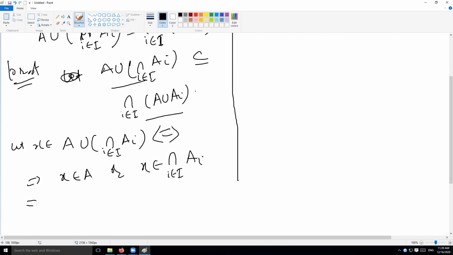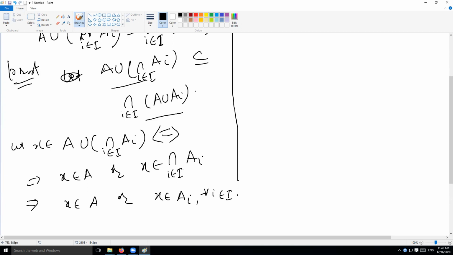And then I can say that okay, x belongs to A. What would be the meaning of intersection? So this is going to mean that x is in A_i for all i in the index set I. That's what this intersection means.